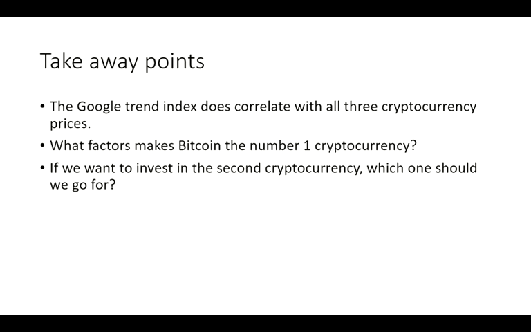And what do we learn from this data visualization exercise? It seems to me, at least, that the Google Trend Index does correlate with all three cryptocurrencies. And if we make some adjustments and build a more sophisticated model, maybe we can predict the cryptocurrency prices and probably benefit from it in terms of investment.